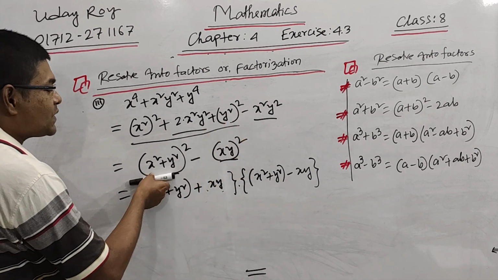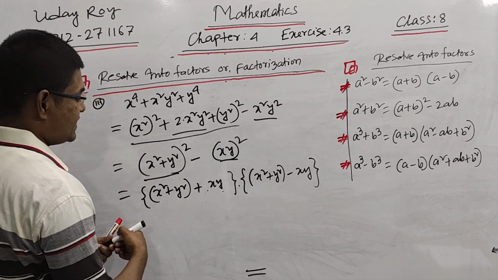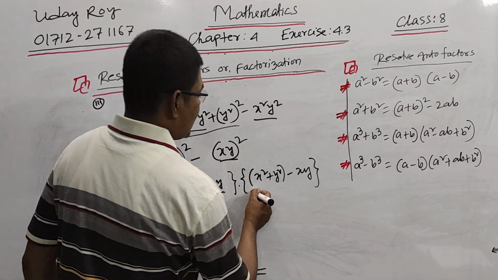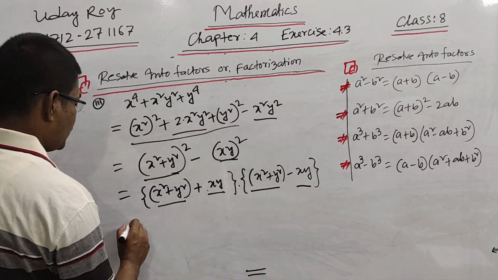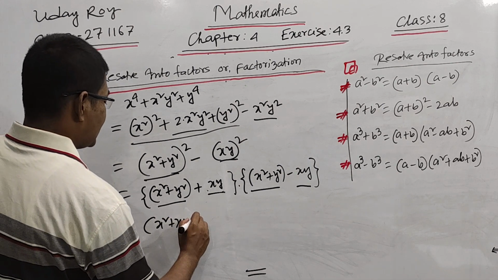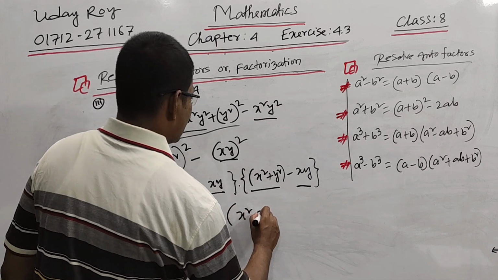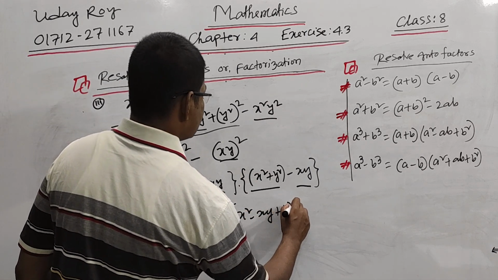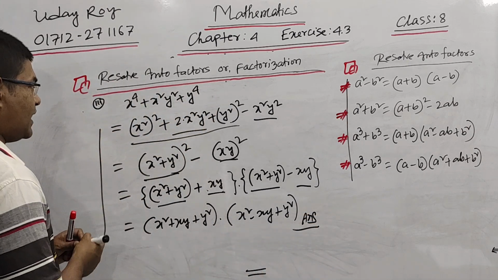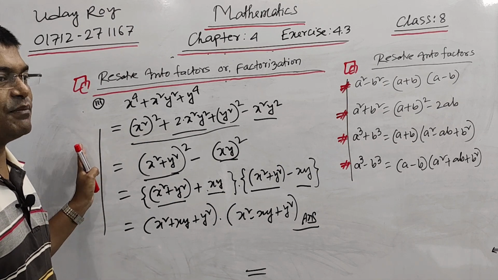For this a square minus b square, we get a plus b, a minus b. This is a position, this is b position. So we can write x square plus xy plus y square into x square minus xy plus y square. So we have got maths number 3. This is also important maths, that means basic maths.